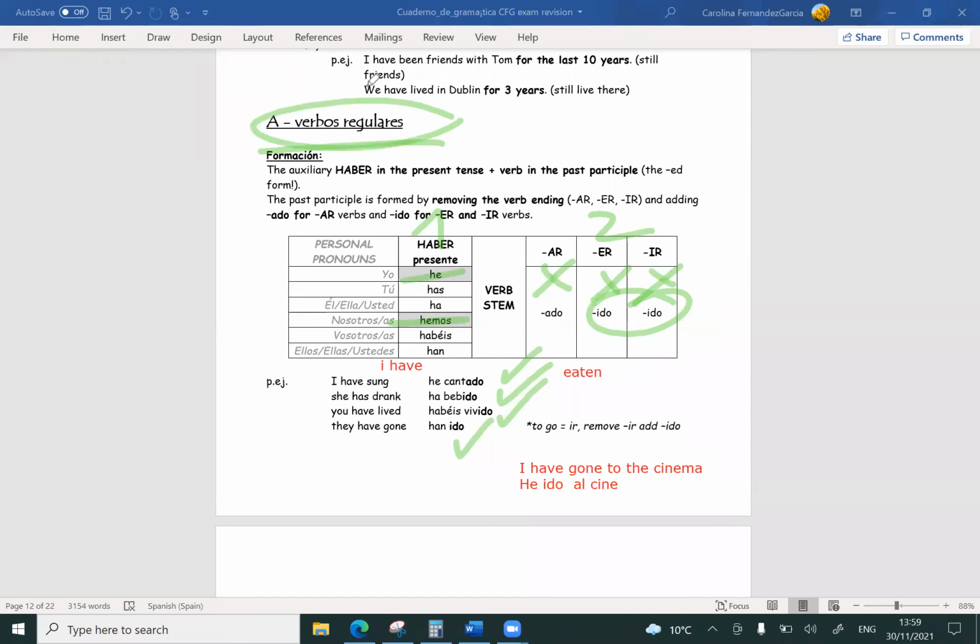Okay, but these are the regular verbs. So now we have also irregular verbs. So where is the verb irregular? This is going to be always the same. The irregular verbs change here. So they don't add the ado and the ido. They have a special form in the past participle. We're going to have a look now.